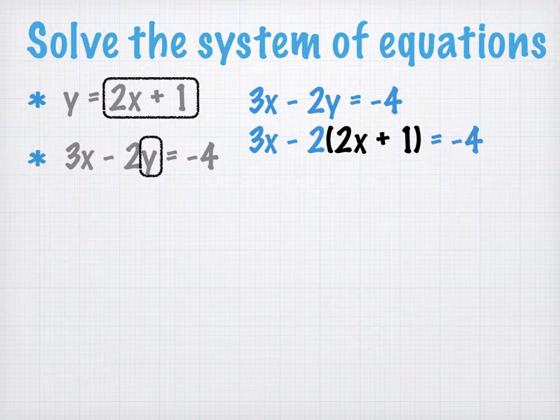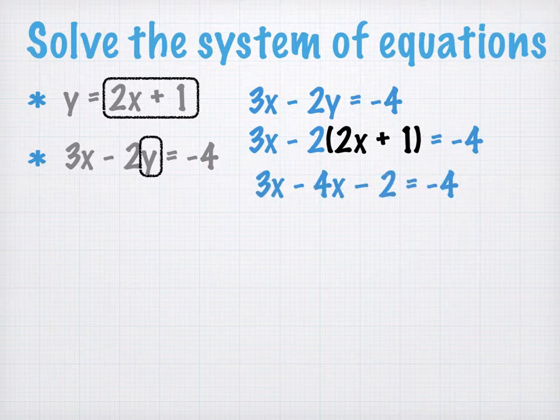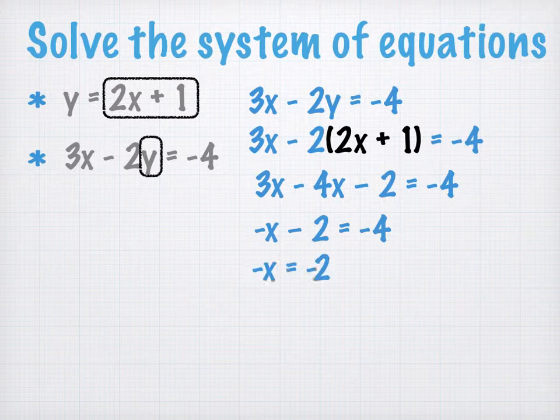Now let's use your algebra skills and distribute the -2 to both terms in the parentheses. Combine like terms. We want to solve for x, so add 2 to both sides. And divide by -1. So that's your x value of your solution.